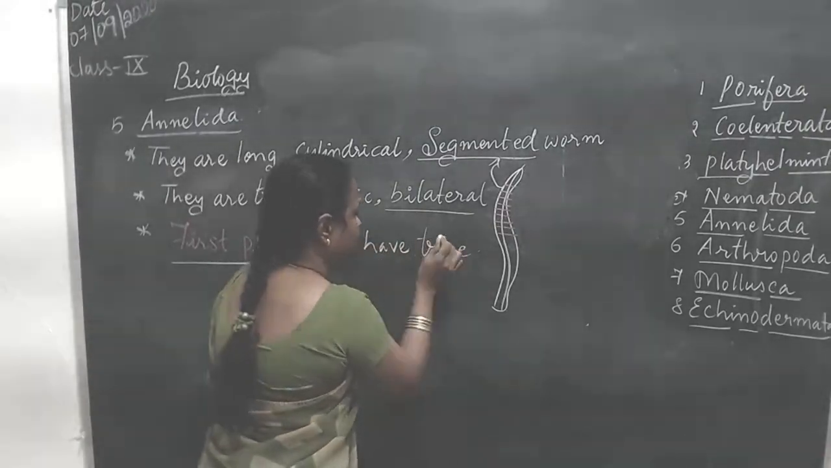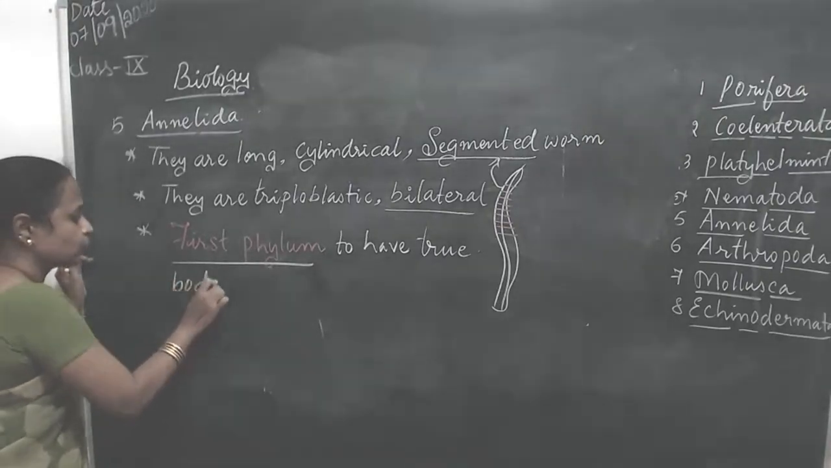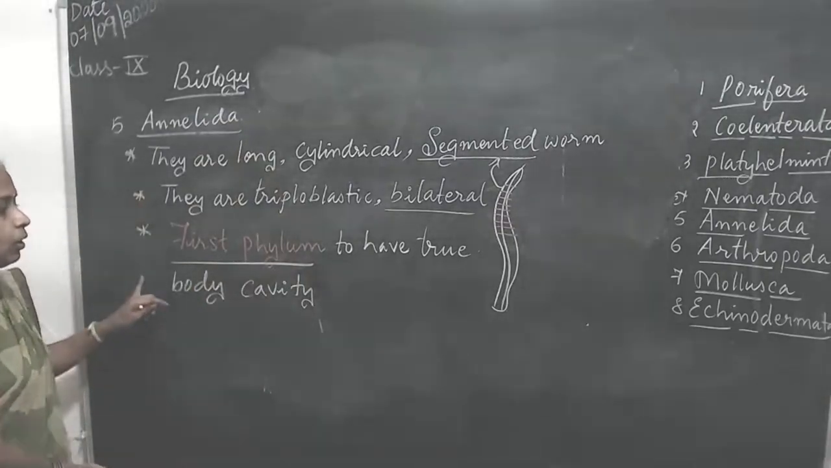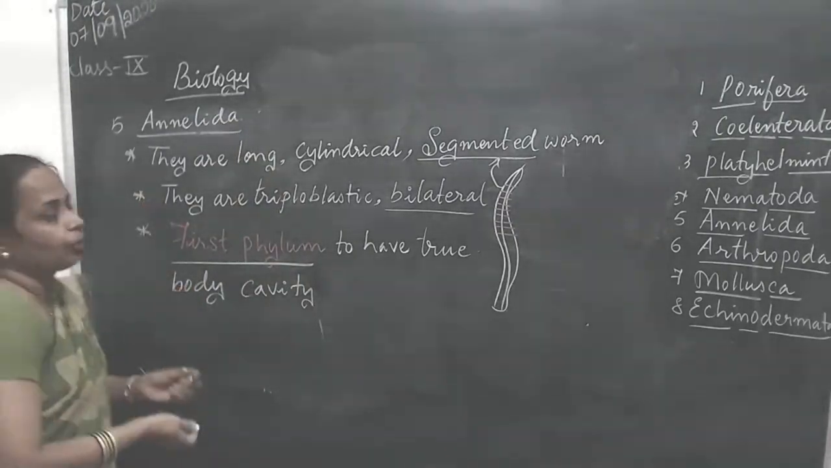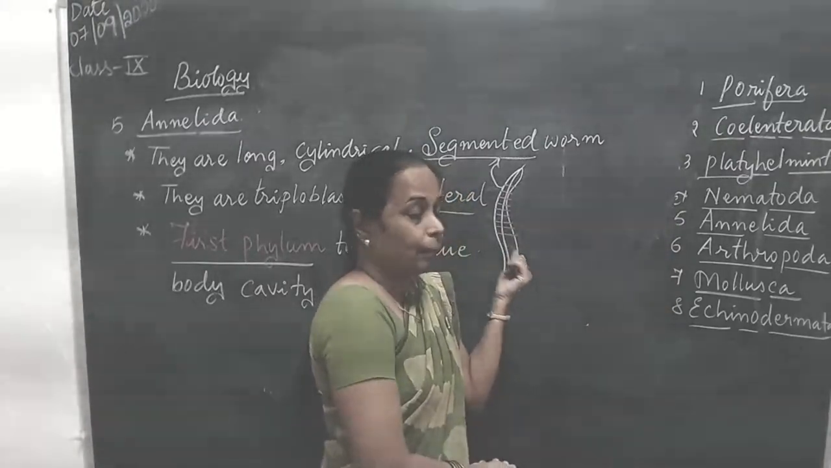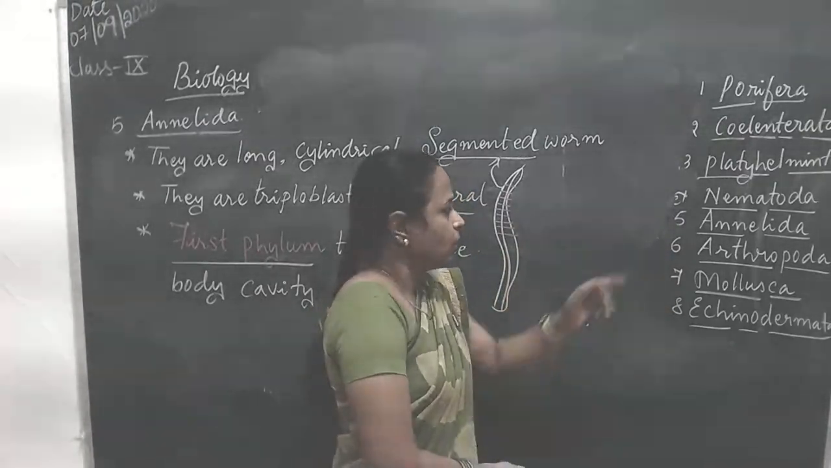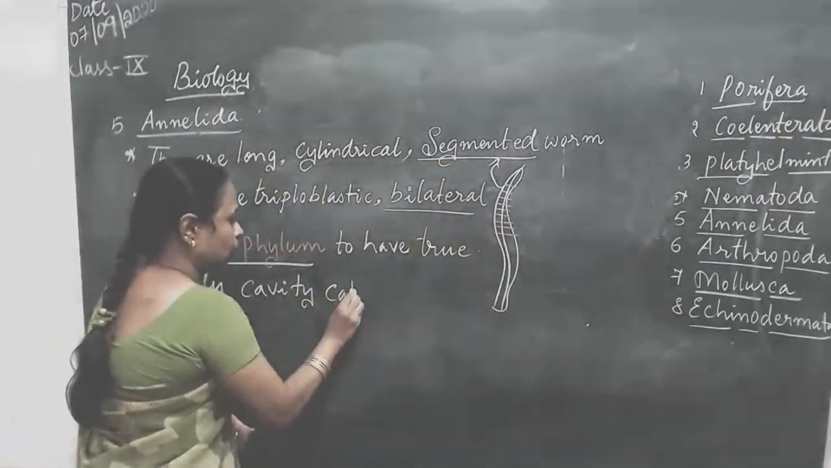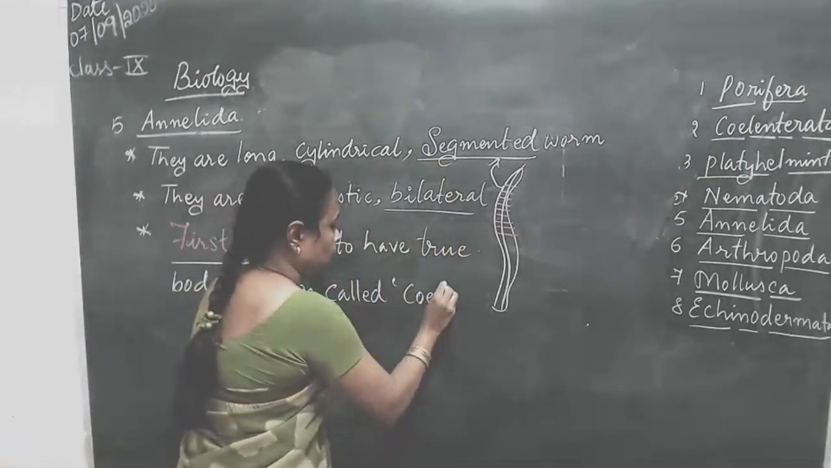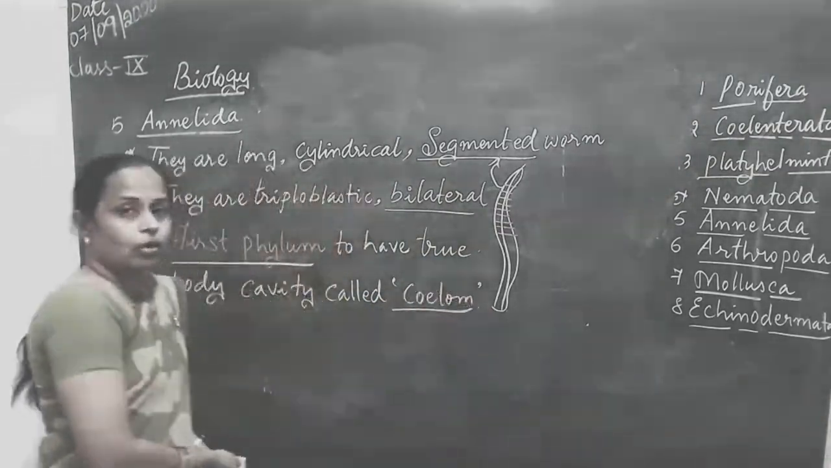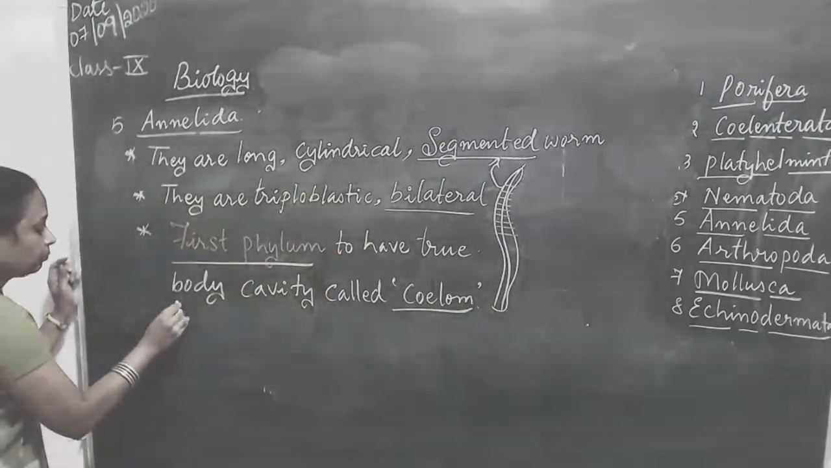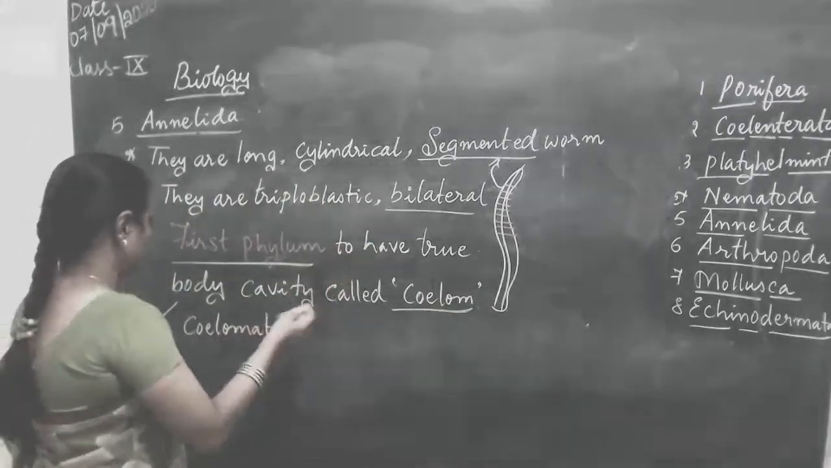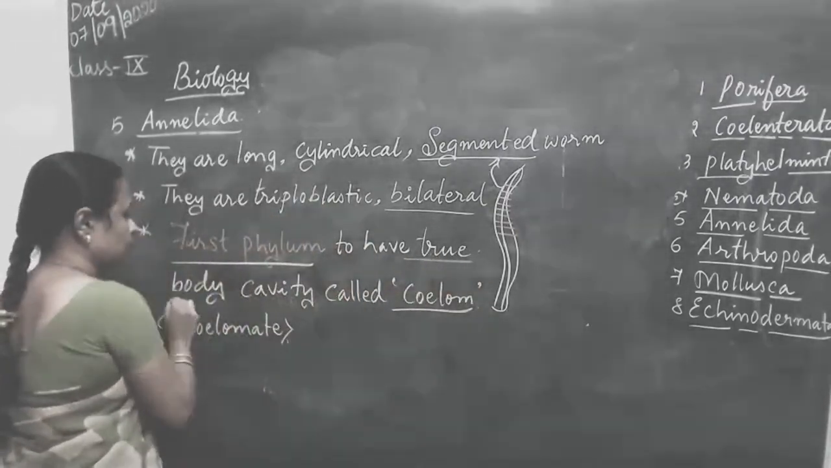True body cavity. If you are asked to define some special features of annelids, without any doubt you can tell this is the first phylum with a true body cavity. From annelids onwards, everybody has it, but who was the first to have it? The annelids. So this can be considered something special. We have the true body cavity called coelom, hence all the organisms belonging to this phylum are called coelomate. You have to keep this in mind.